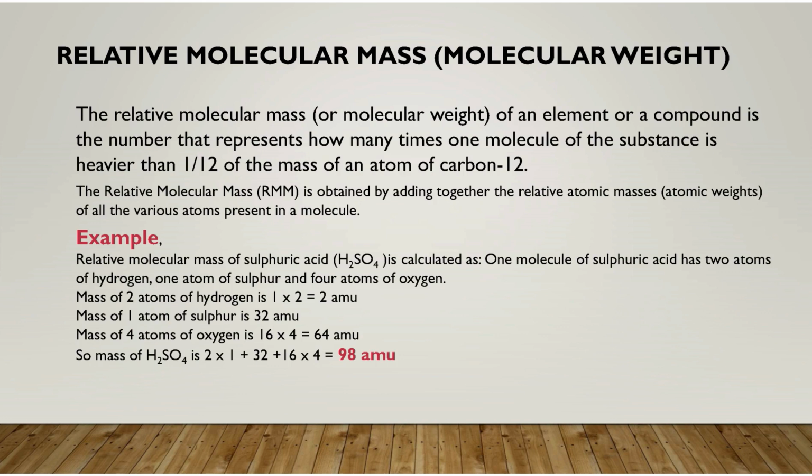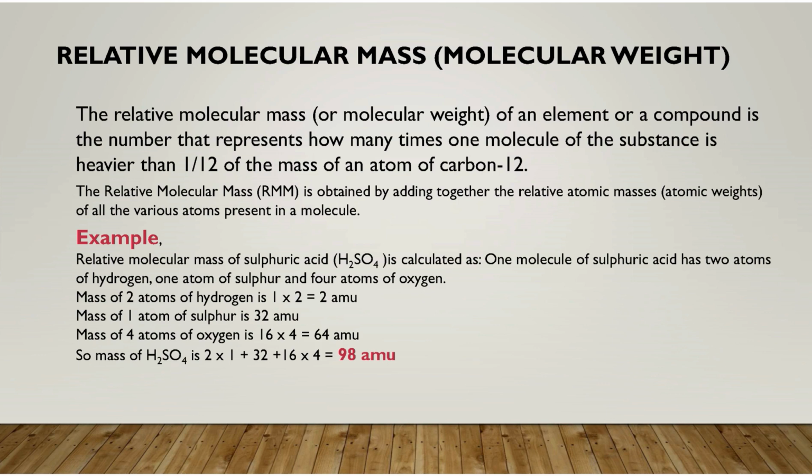The next topic is relative molecular mass, or we can say molecular weight. The relative molecular mass of an element or a compound is the number that represents how many times one molecule of the substance is heavier than 1/12 of the mass of a carbon-12 atom. How can we find out the relative molecular mass of a compound? The relative molecular mass is obtained by adding together the relative atomic masses of the various atoms present in a molecule. Here I am giving you an example.